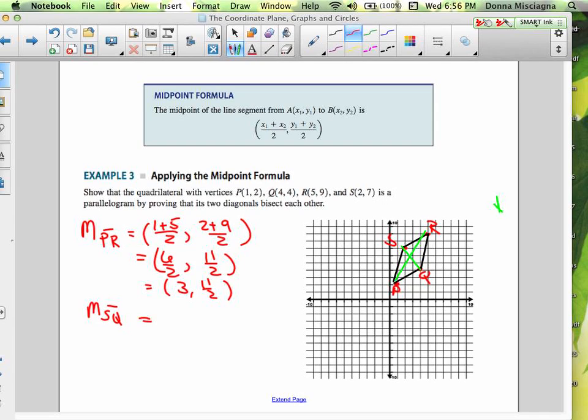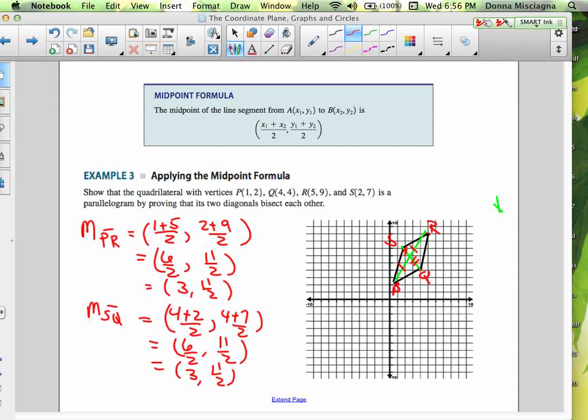Let's see if we get the same answer for the midpoint of SQ. If we do, then the diagonals are bisecting each other. In other words, this is the same length as this, and this is the same length as this. They're dividing each other in half if they have the exact same midpoint. So SQ would be, and I'll start with the Q, 4 plus 2 divided by 2, and 4 plus 7 divided by 2. Well, that gives us 6 divided by 2 and 11 divided by 2 again. And indeed, we have 3 and 11/2 again.